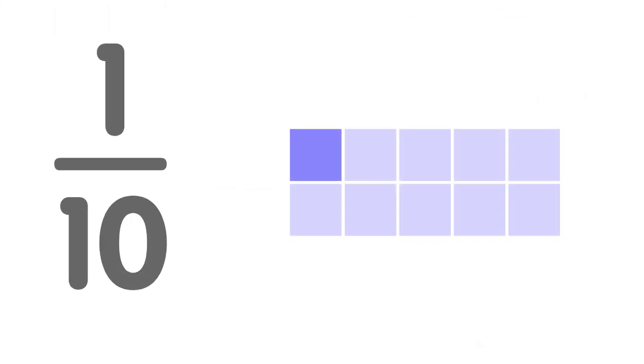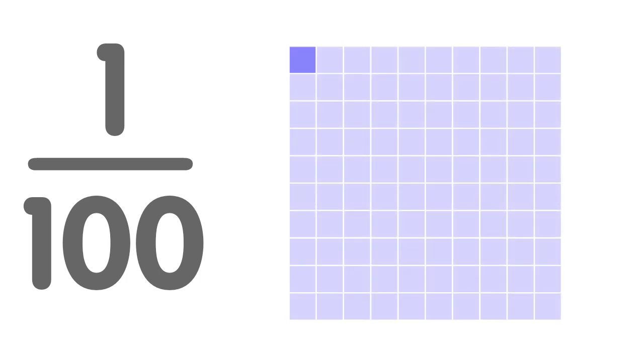1/10 is 1 divided into 10 little pieces. 1/100 is 1 divided into 100 tiny pieces. 1/100 is 10 times smaller than 1/10.